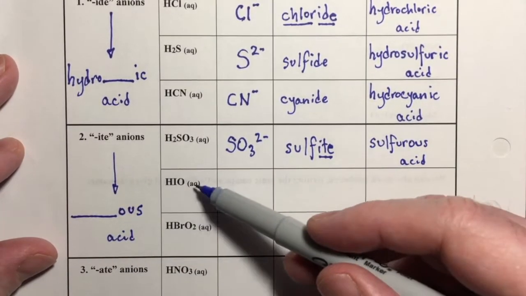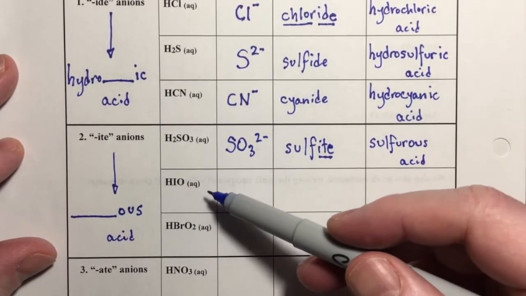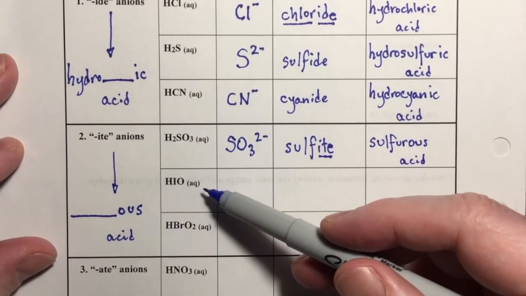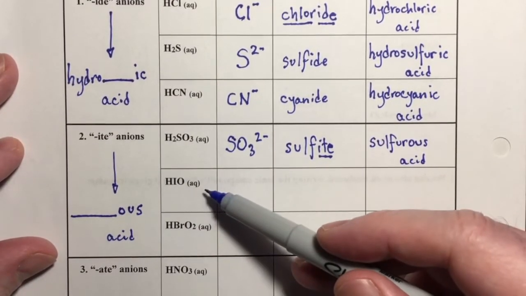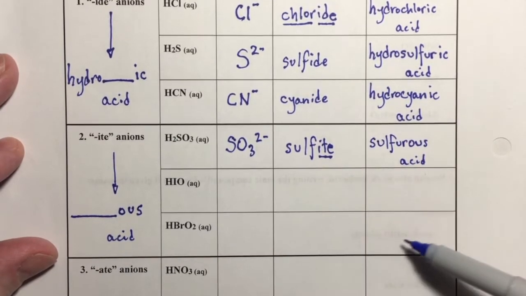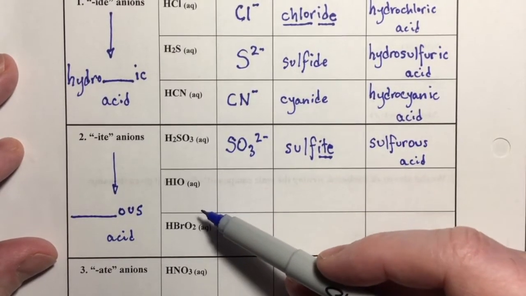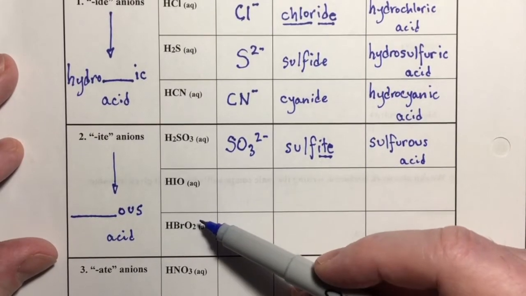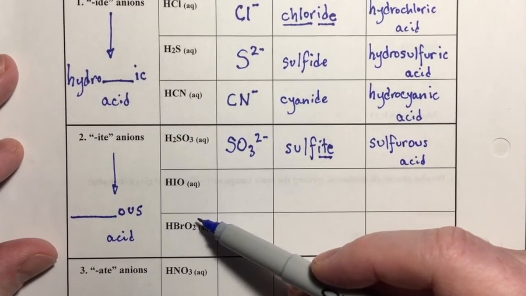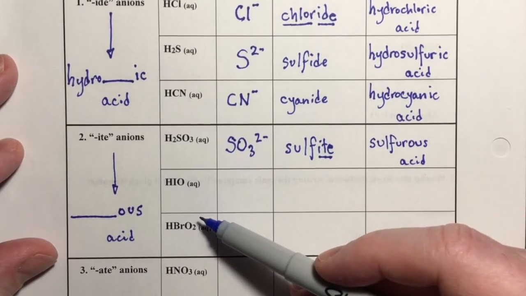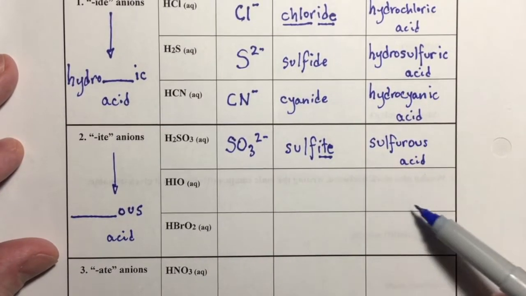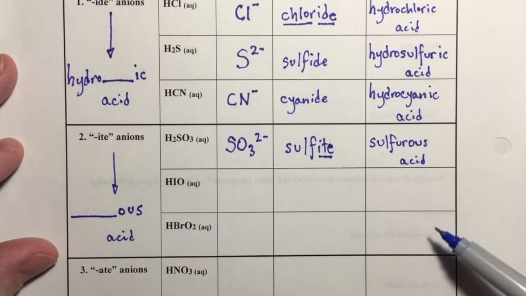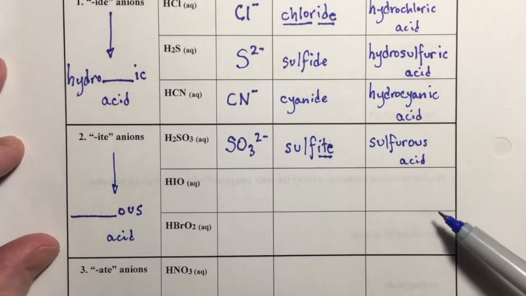So with that in mind, I've got 2 more acids here that also have the ITE ending in their anions, and will follow this rule. I would like for you to complete these 2 rows. You may need to consult your notes to determine the names of the anions that we have here, and if you need to, that's okay for now. But eventually you're going to need to know those polyatomic anions well enough so that you don't have to consult your notes to determine their names or formulas. So go ahead and fill in these 2 rows, pause the video, and when you're done, resume the video and I'll work through those.